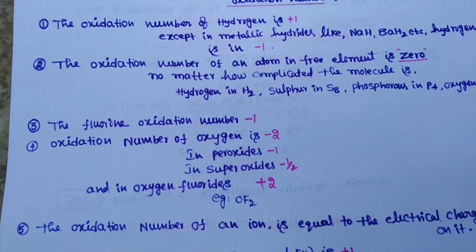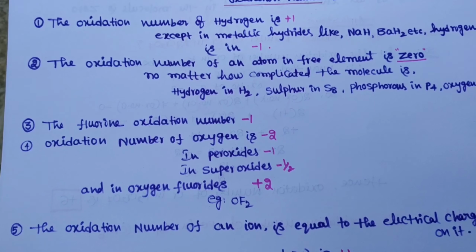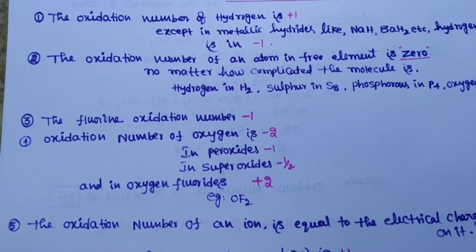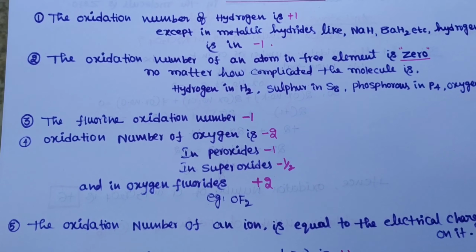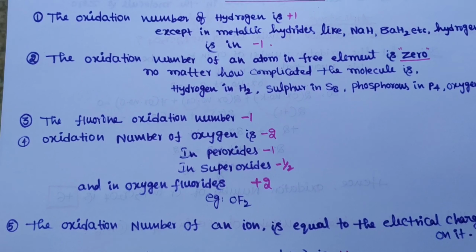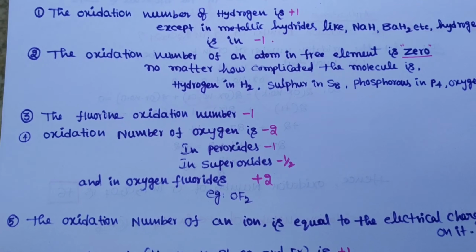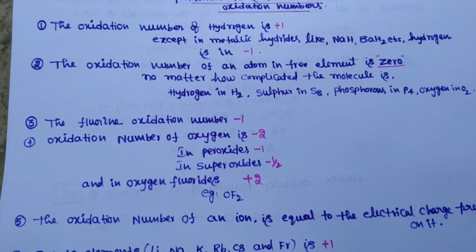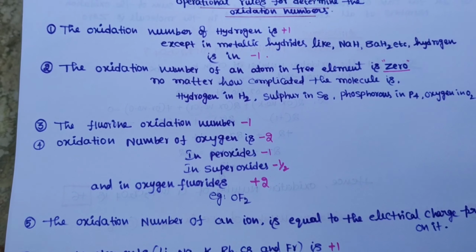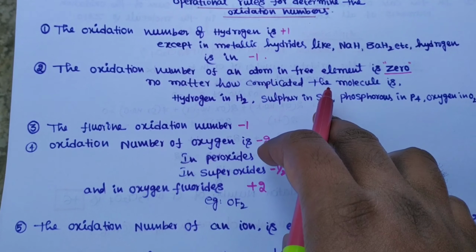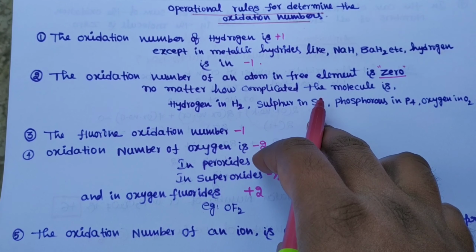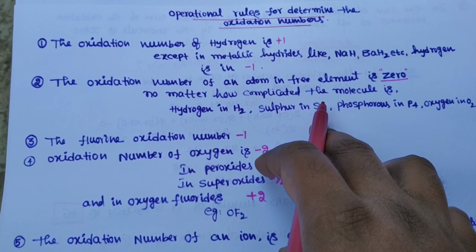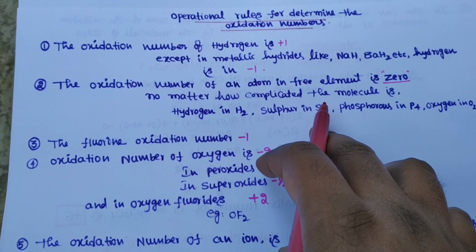The next rule: the oxidation number of an atom in a free element is 0. No matter how complicated the molecule is, hydrogen in H2 has oxidation number 0, sulfur in S8 has oxidation number 0, P4 has oxidation number 0, and in O2 and O3 oxygen has oxidation number 0, because in the uncombined state, or native state, or free state, the atom's oxidation number is always 0. So this is the important second rule.